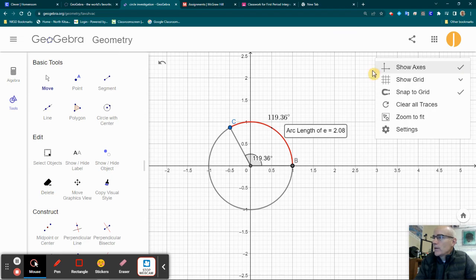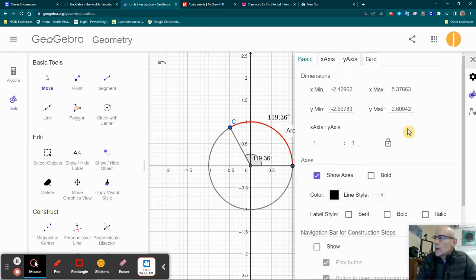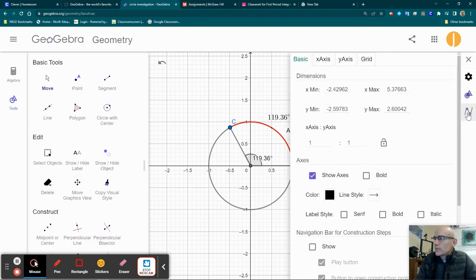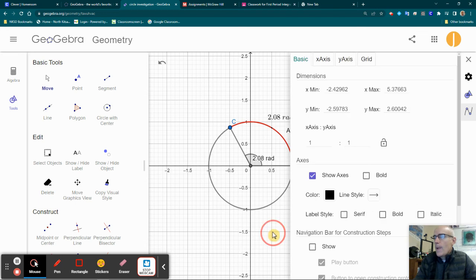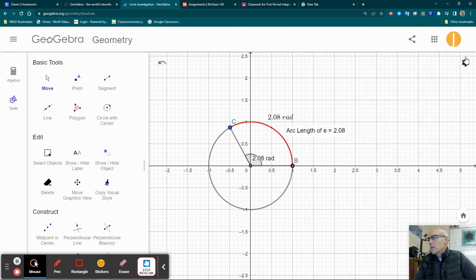You go over here, you click on this wrench, and you go down to settings. And then you click on this little curve shape, this cubic function, to enter where you can change the units for the angle to radians. Okay, so I'm going to change it to radians right now. Keep in mind, and this is a subtle point, you might be saying, well, I get it. The arc angle is the same as the central angle, and it just changed units, right?